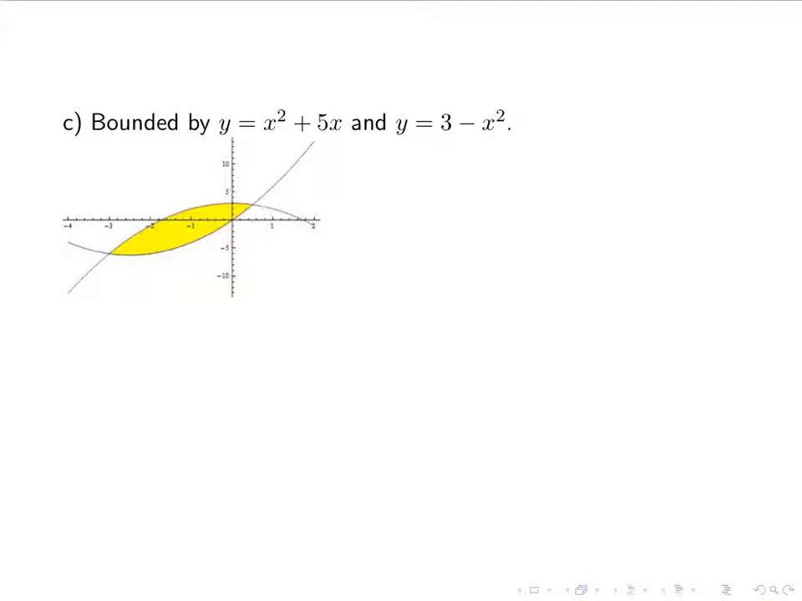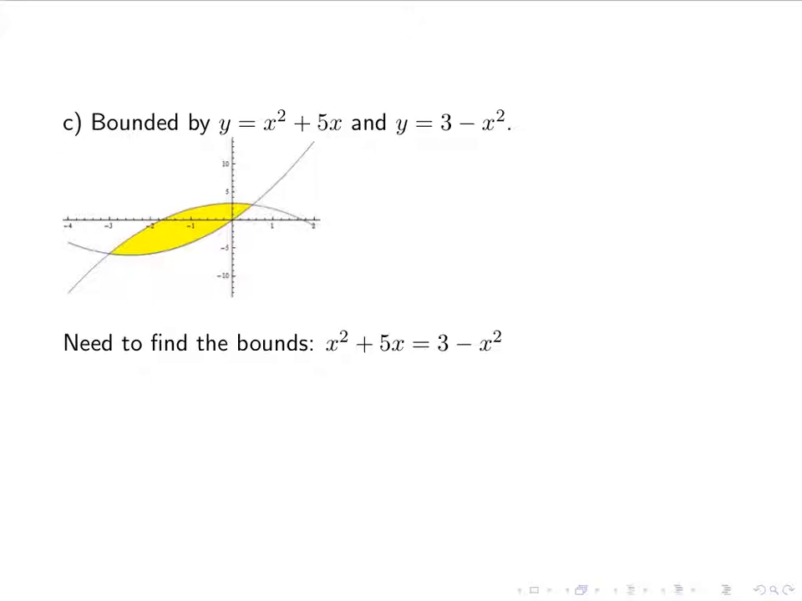The area bounded by y equals x squared plus 5x and y equals 3 minus x squared. So we have two parabolas. You can't really see them as parabolas right now, but they do continue on. Notice that this parabola is 3 minus x squared. The negative x squared means the parabola is opening downwards. The positive x squared means my parabola is opening upwards. So we can tell which one's which. Again, if you're not sure, just plug in a point. Plug in 0. For one of them you'll get 0, and for one of them you'll get 3.